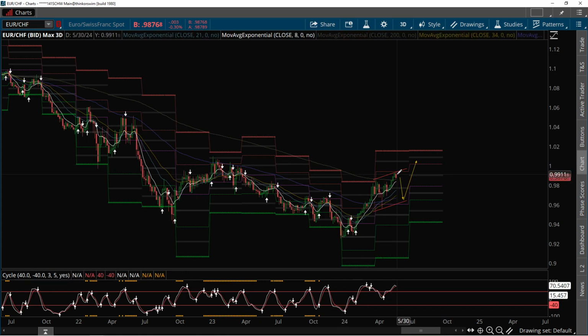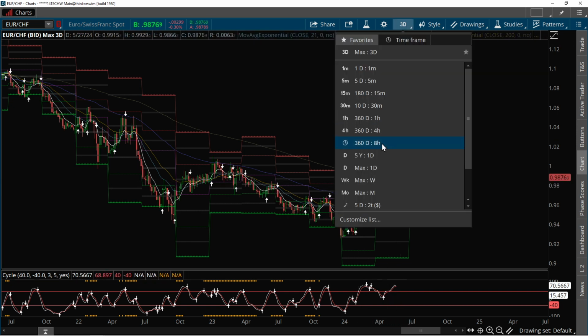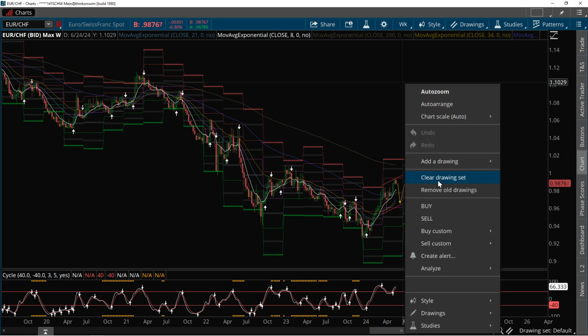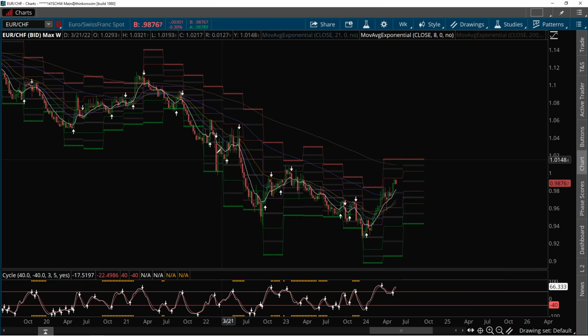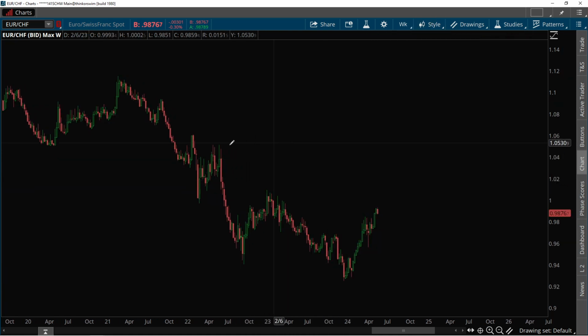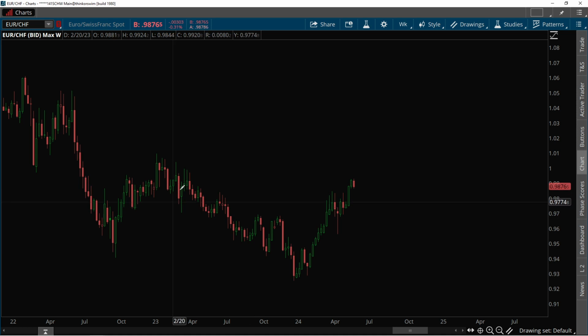All right, so you're tagging your quarterly R1, you're coming up against your 200. We jump out to the weekly chart. You are still bearish, and there is a potential that this pattern right here, I'll hide all these indicators for a minute.